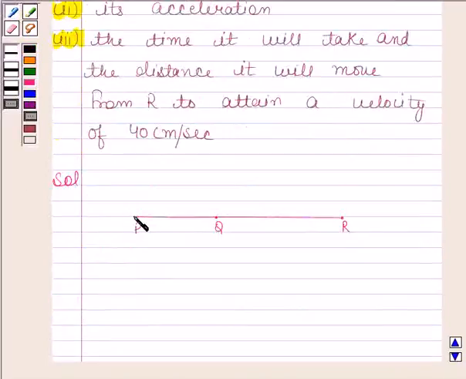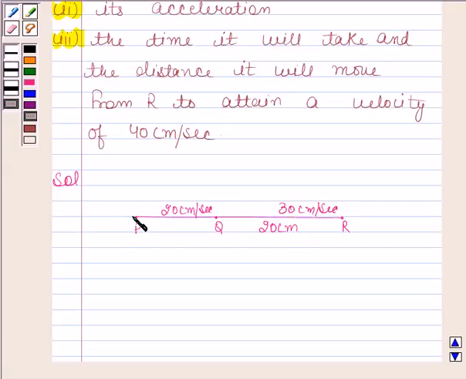Now the initial position of the particle is at the point P. According to the question, the particle moves through 10 cm from point P to Q and it acquires a velocity of 20 cm per second. After that, it moves from point Q to R, and both of these points are 20 cm far from each other. And the velocity of the particle is 30 cm per second.